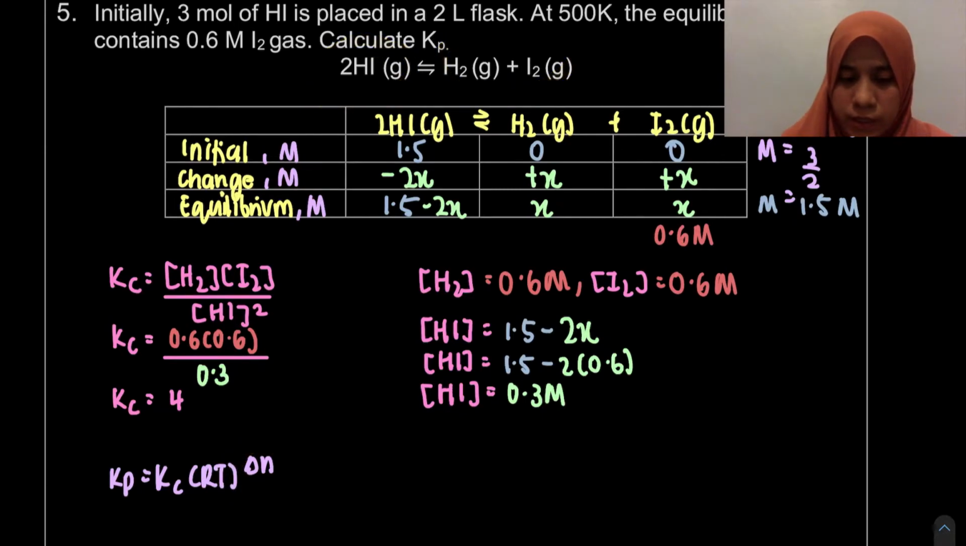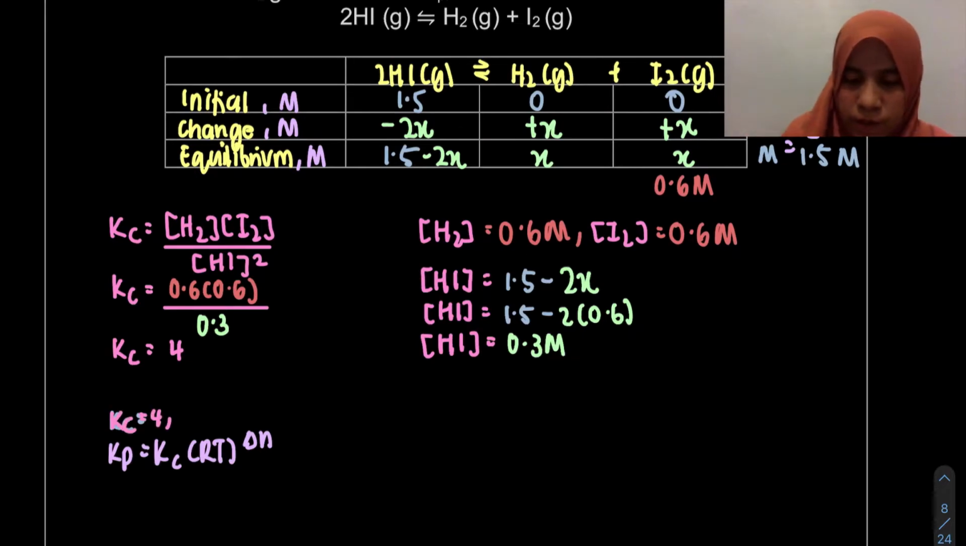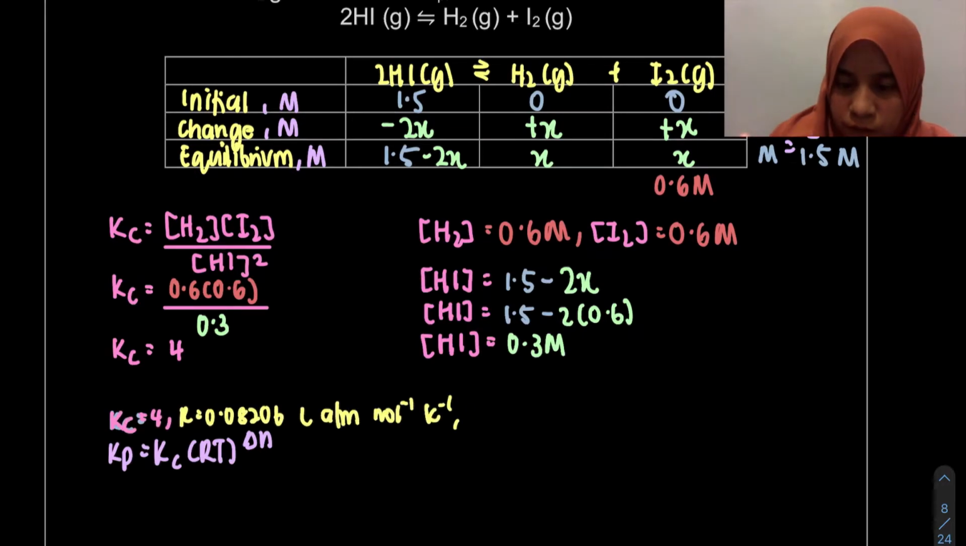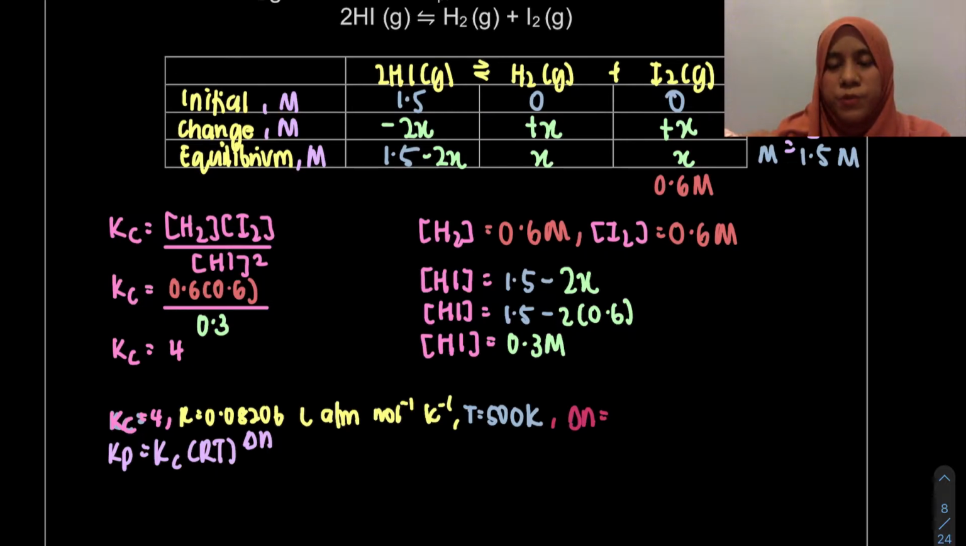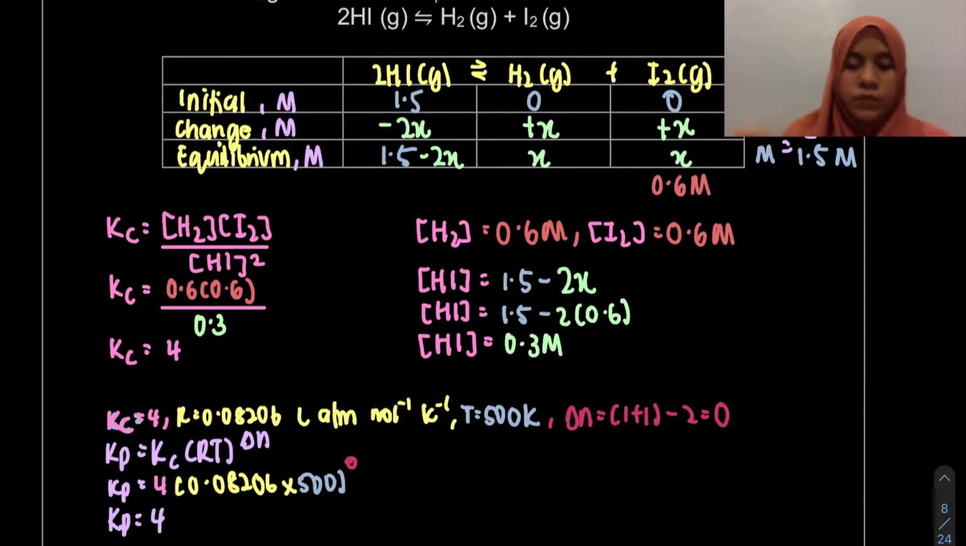So, for the calculation, I'm just going to write down what we have. Delta n, mole of product: here 1 plus 1, minus the number of mole of reactant, 1 minus 1, so 1 plus 1 minus 2, which is equal to 0. So next what we're going to do is substitute the value. Okay, so that is the answer.